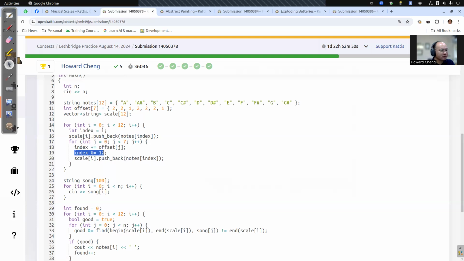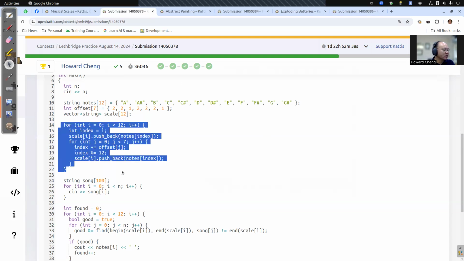Then I mod 12 to make sure that I'm in the right range. So if I go over, I go back into this circle and I just push it back. Now that I got the index, I push back the node. So this double loop here will look at every single one of the 12 scales, and for each one, add the 8 nodes in this scale.